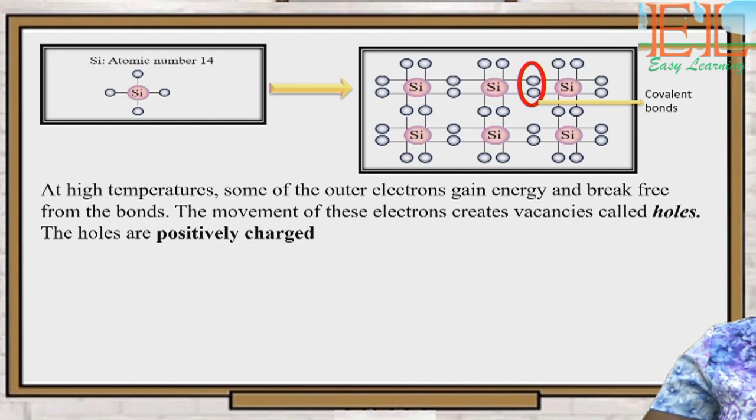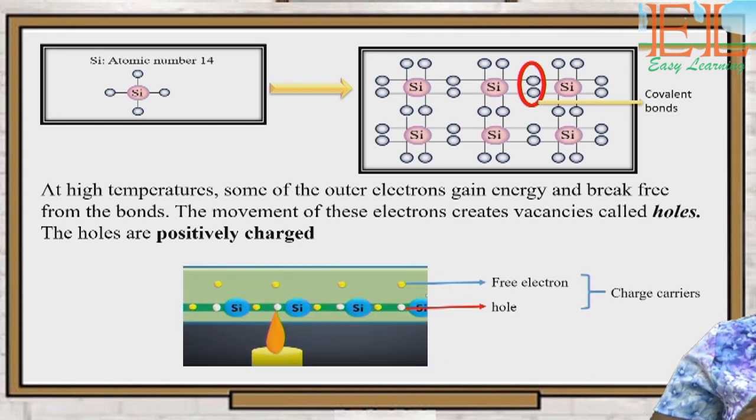At high temperatures, some of the outer electrons gain energy and break free from these bonds. The movements of these electrons create vacancies we call holes. These holes are positively charged. Semiconductors in their crystal form are referred to as pure semiconductors or intrinsic semiconductors.